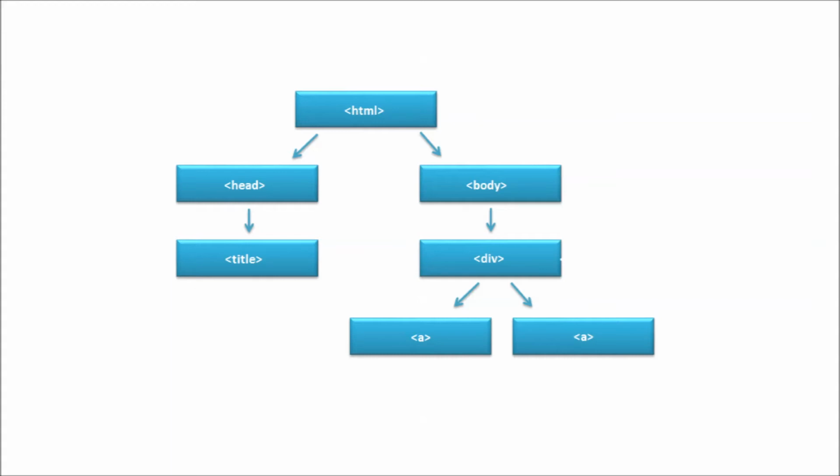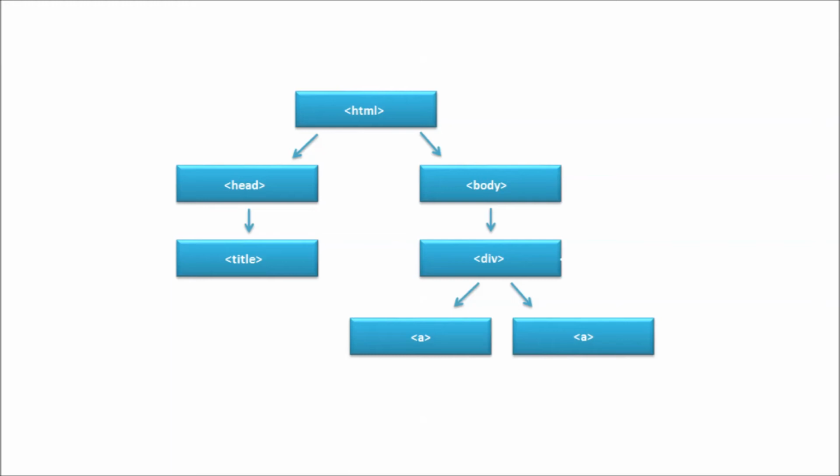An HTML document contains HTML tags. We see that the first tag is called HTML. This first tag is also referred to as the root element. Below HTML, we have head and body, in which case head and body are considered children of HTML. The head tag also contains a child called title. Likewise, the body tag contains another child, in this example called div. And the div contains two children, which are two anchor tags. The anchor tags are referred to as siblings.